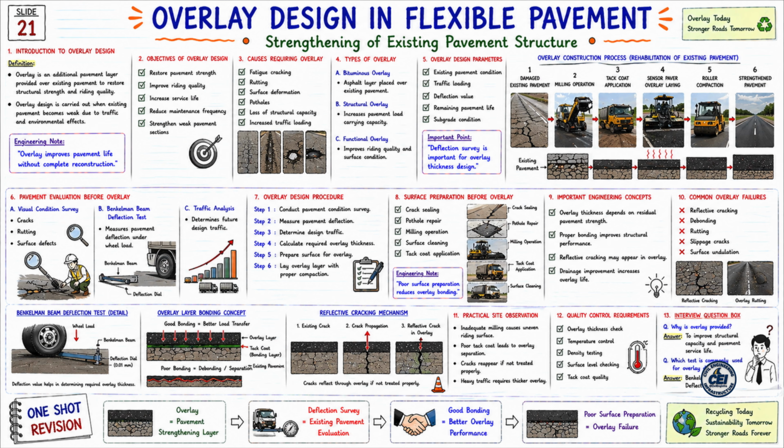Now let us look at the right side flexible pavement overlay layering system. The new overlay layer is shown above. There is existing pavement below it. Then granular base, granular sub-base, and compacted subgrade is shown. And the load is being distributed from top to bottom.